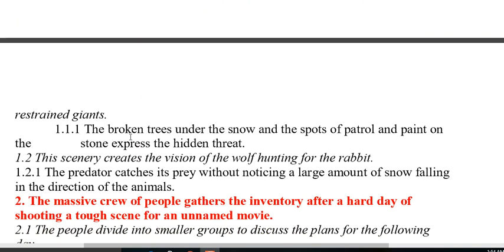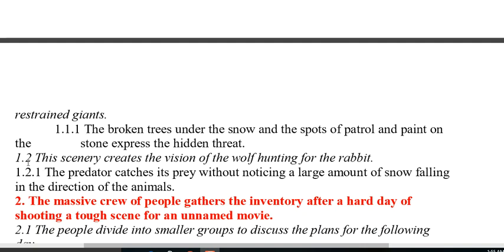1.1.1. The broken trees under the snow and the spots of petrol and paint on the stone express the hidden threat. It is the subsection of this. Correct? So here the first point of subsection 1 has been finished.